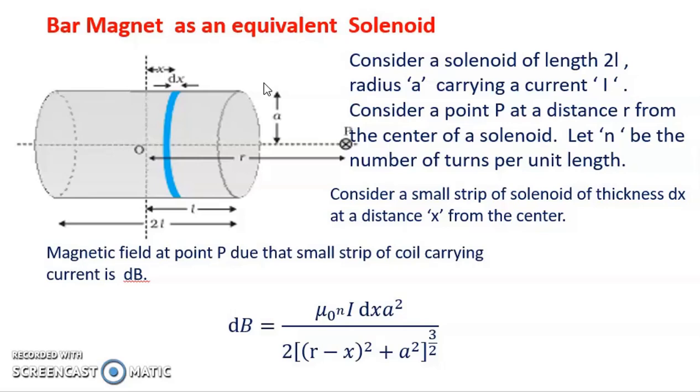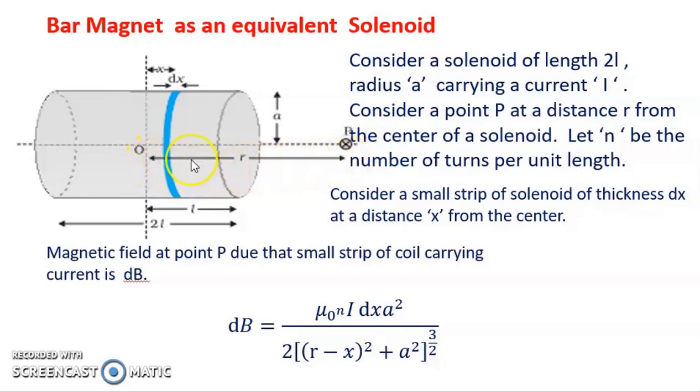Consider a solenoid of length 2L. It is shown in the figure there. The radius is A, carrying a current I. Current I is flowing through it. Consider a point P at a distance r from the center of the solenoid. Let small n be the number of turns per unit length.